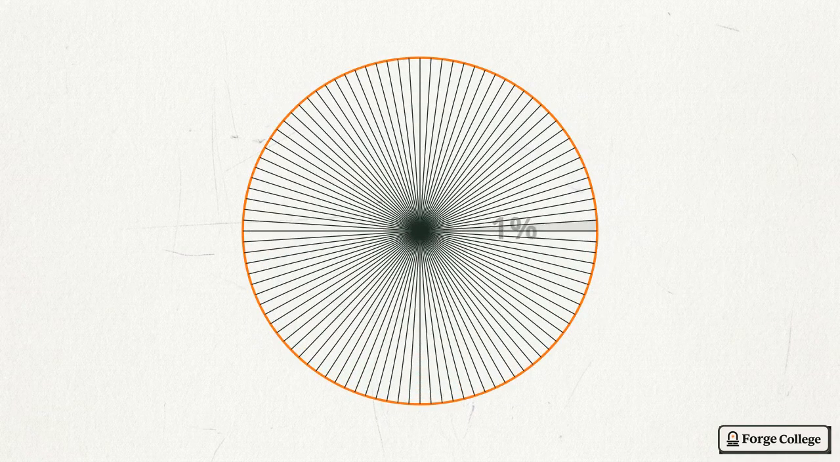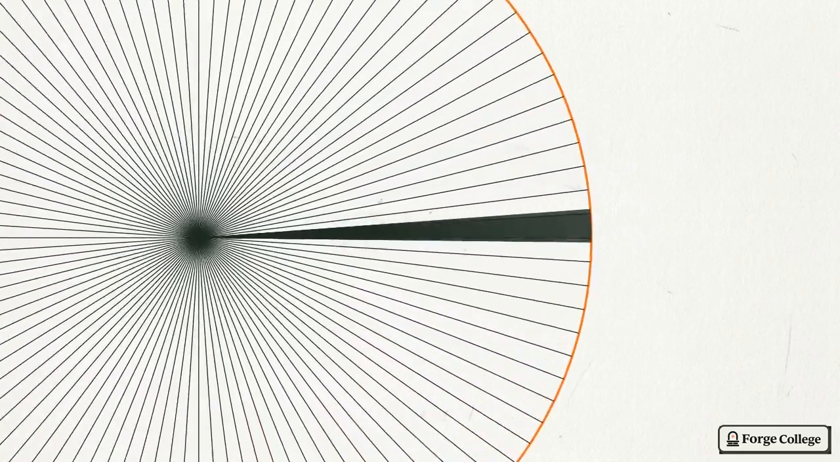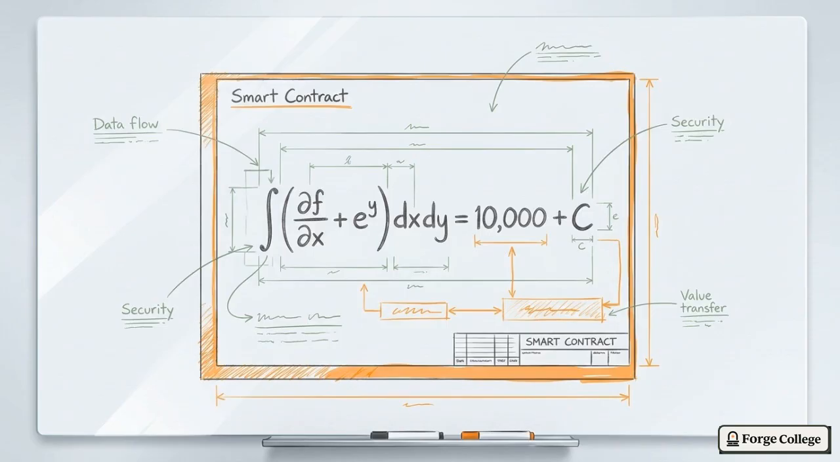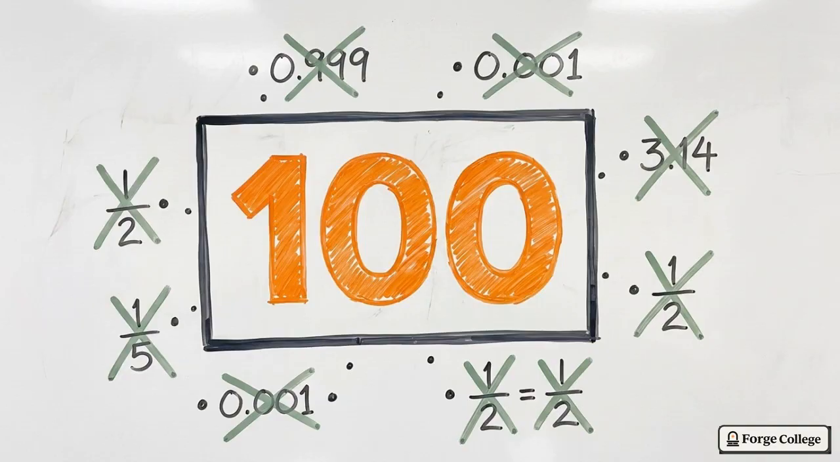As the circle is sliced, this visual shows how basis points work. Instead of dividing our whole circle into 100 pieces for a standard percentage, we divide it into 10,000 tiny units. 1% equals 100 basis points. By using basis points inside our stateless library, we give our contracts a way to perform predictable, perfectly precise math, where absolutely no decimal dust gets lost in the calculation.